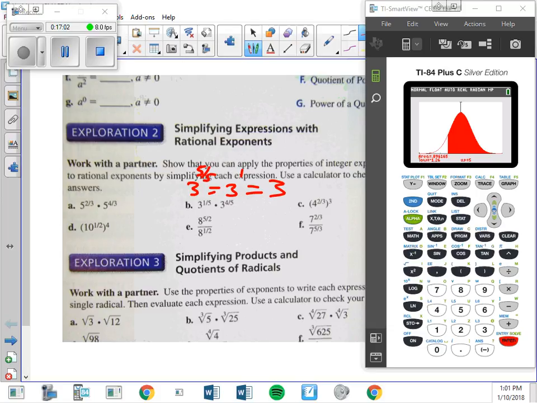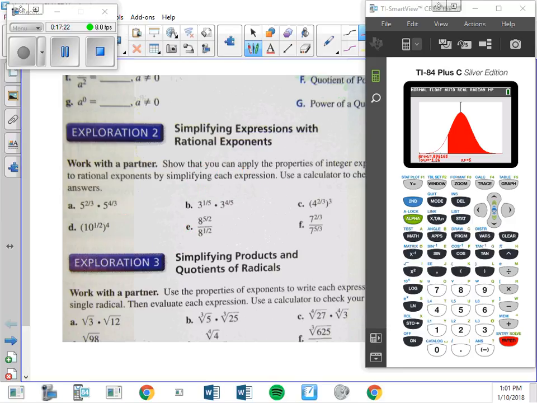No, because if I had x squared times x to the third, it's still just x to the fifth. I just count up the multiplications by addition. Yep, the base does not change. That's a good question. The base does not change. Just the exponents change.